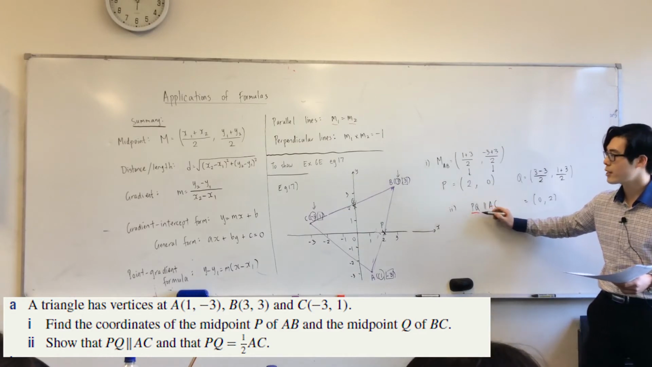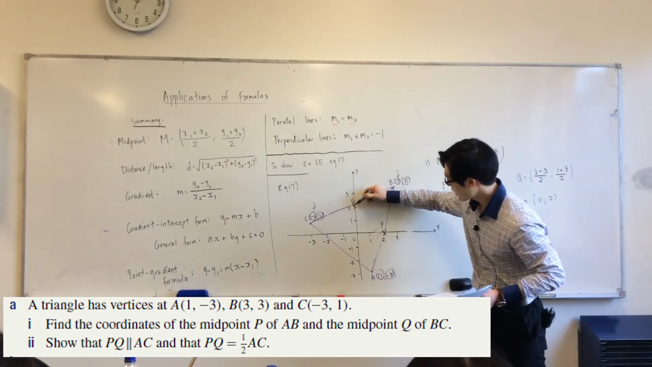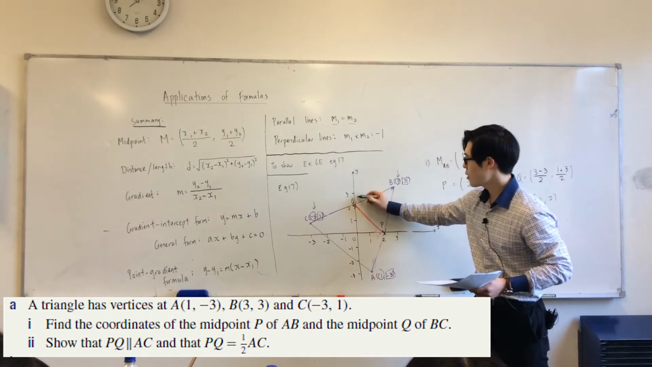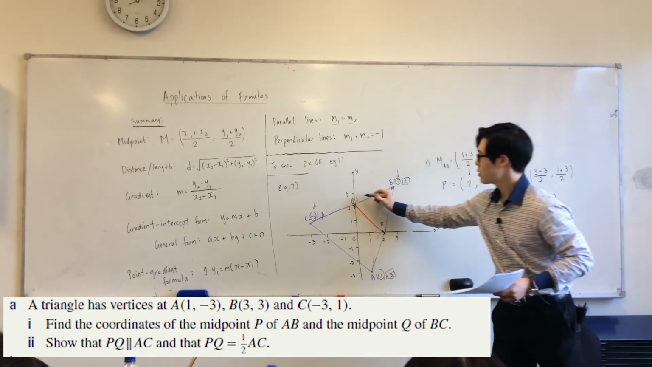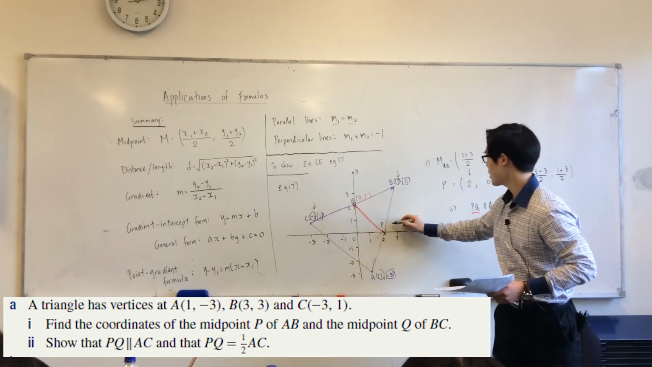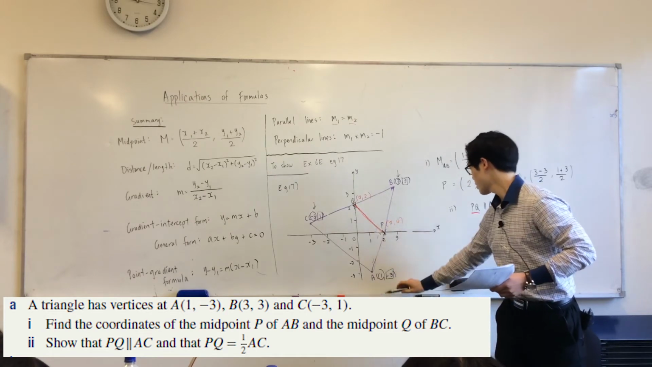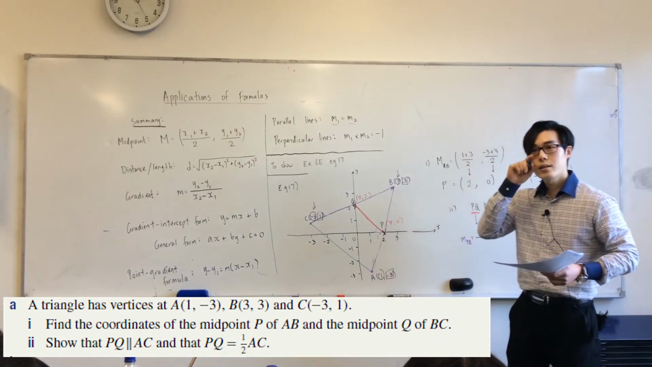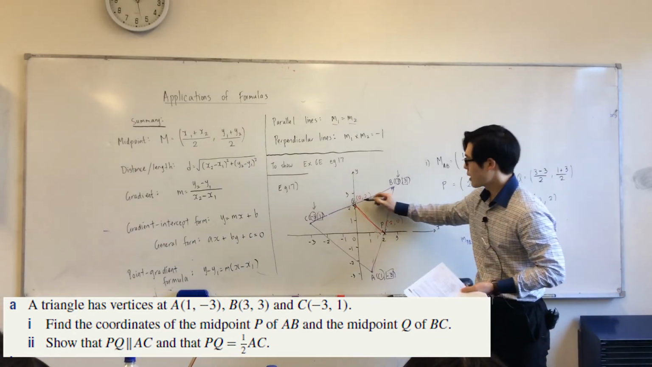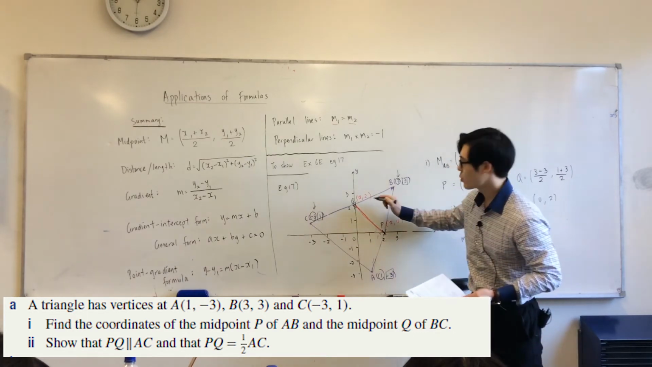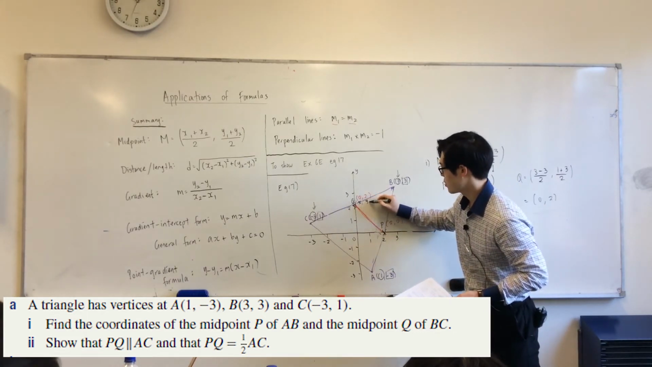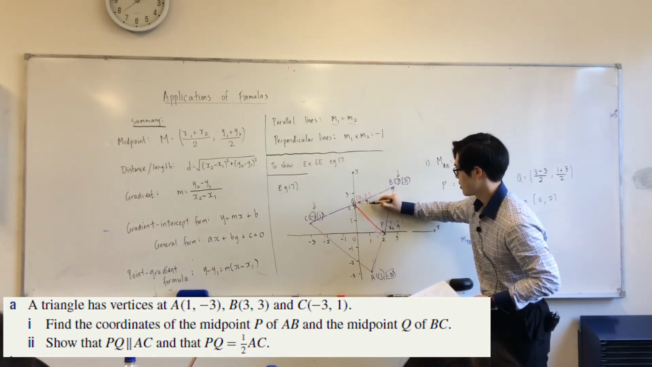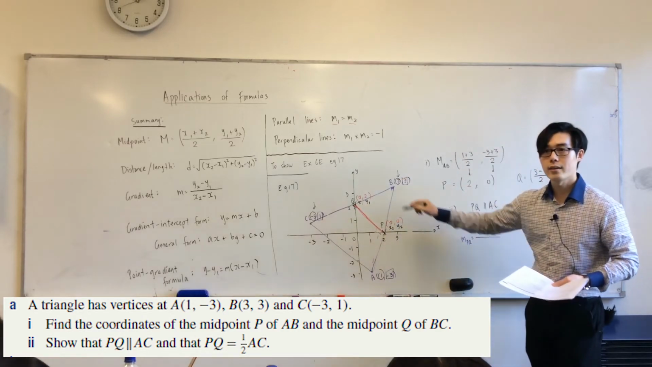Girls, now for the second question. Let's find the gradient of PQ. They want us to find the gradient of this line PQ right there. We know the coordinate of Q, 0 and 2, and the coordinate of P, 2 and 0. Let's find the gradient PQ. When it comes to finding the gradient, you want to label the coordinates x1, y1, x2, y2, because it is important you get them right.